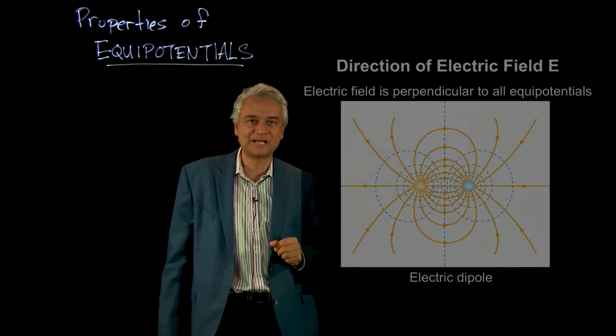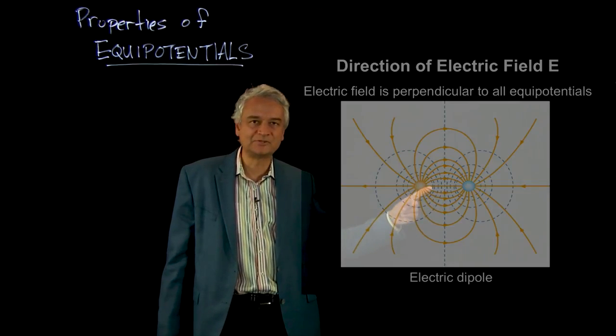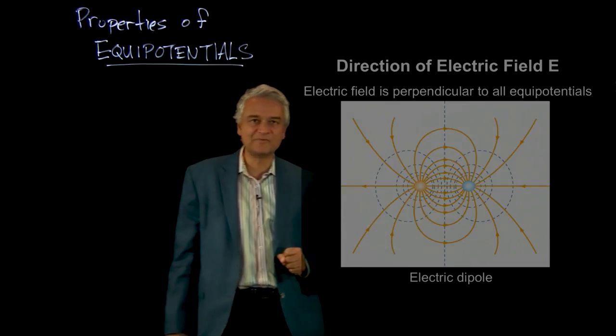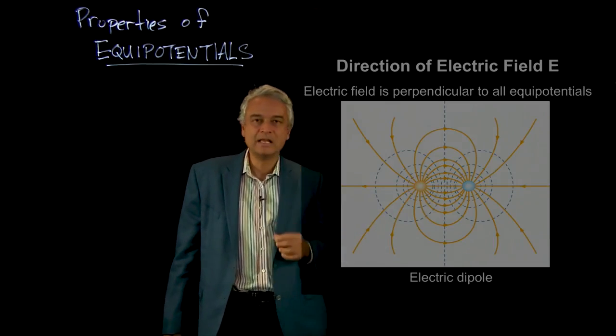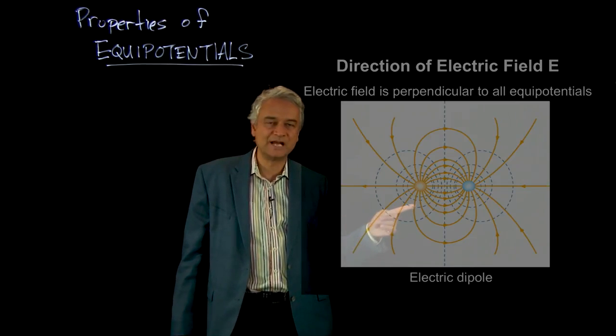Third example is an electric dipole. I've got a positive charge here, negative charge there. The electric field lines flow out of the positive into the negative. That's how we've represented a dipole before. But now I can ask, what are the equipotential contours? And they are these blue dashed lines.